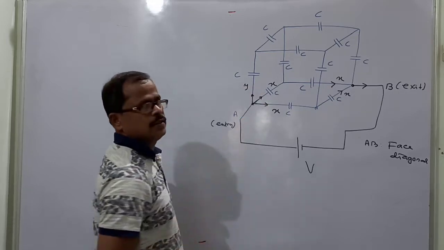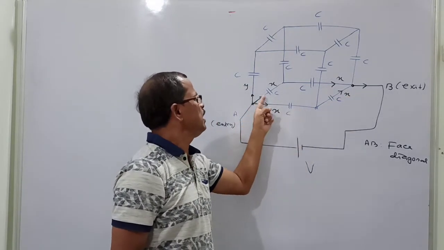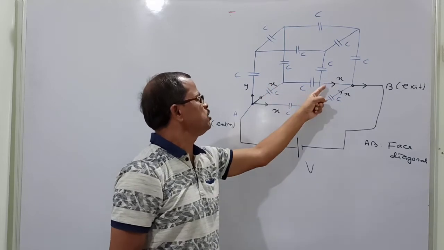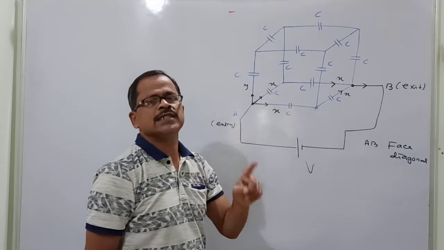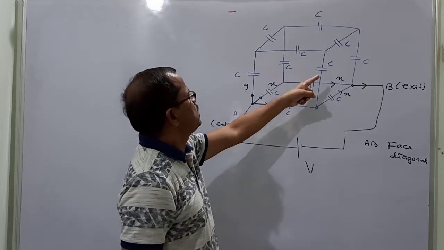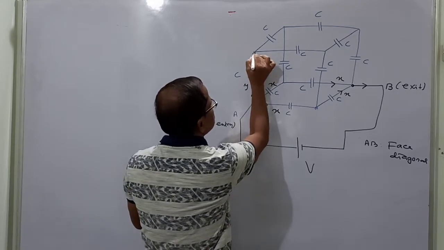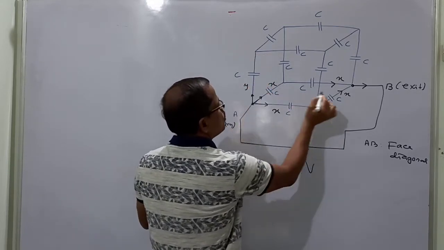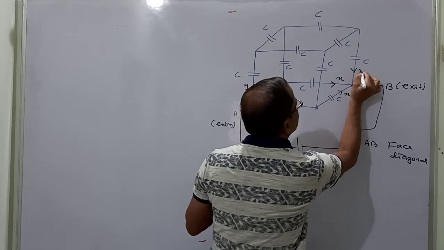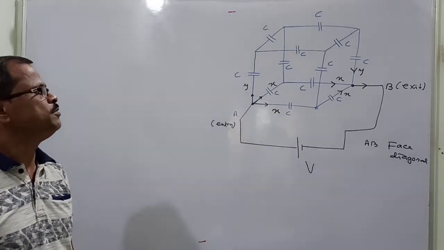It is not x, because along this line the minimum path is only 2 capacitors. Along the line the minimum number of capacitors is 2. That's why they will get the same charge x each. But here the minimum number of capacitors to go through is 4, so this is y. If the charge goes in from the entry point, it is y, so at the exit end it will also be y. This part we already discussed in the previous video.